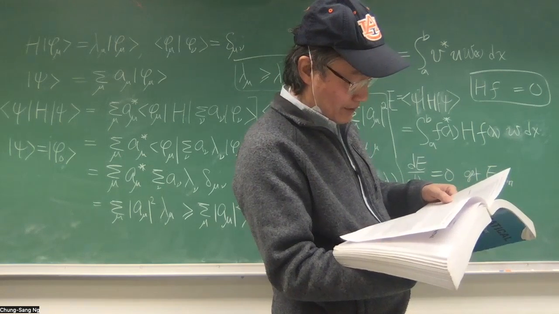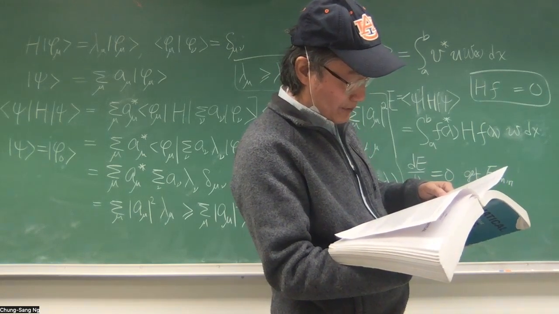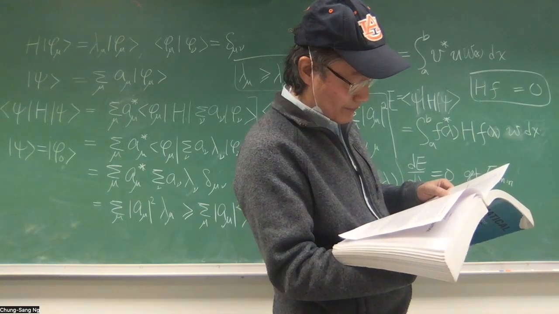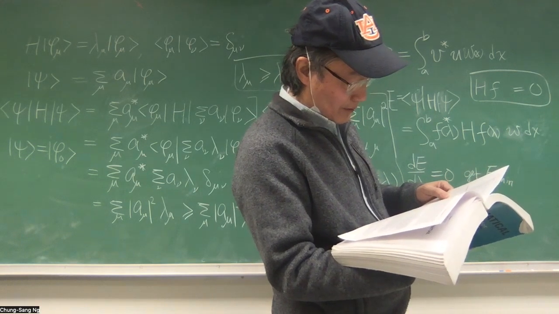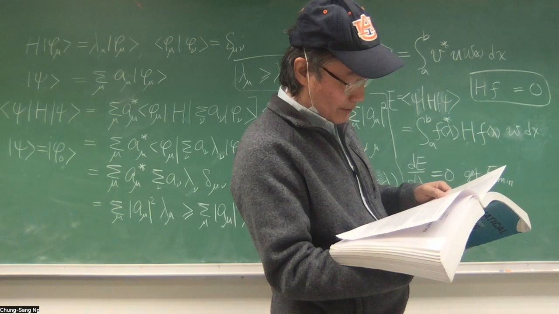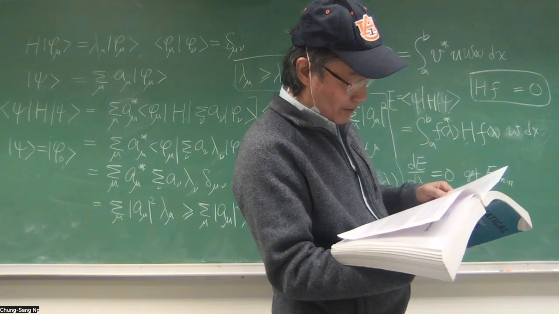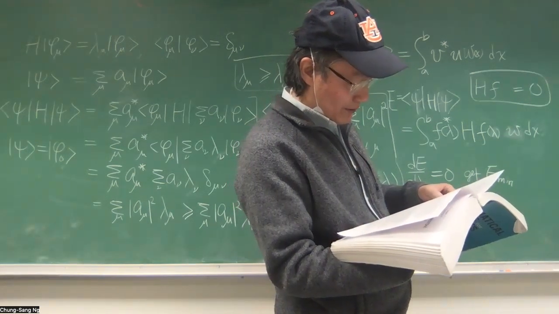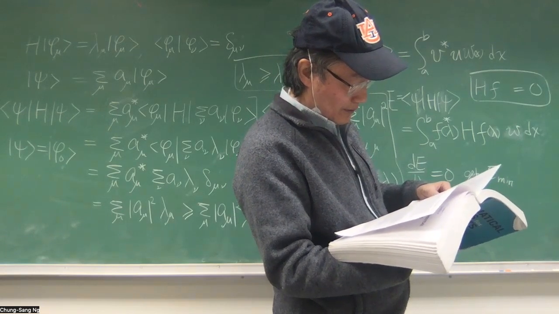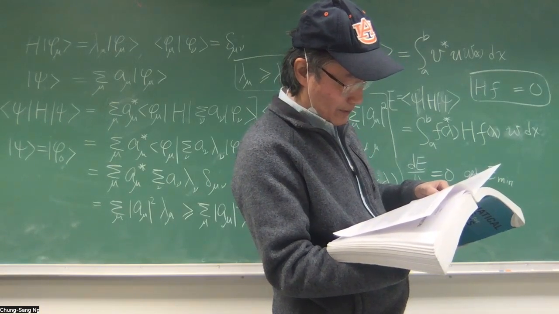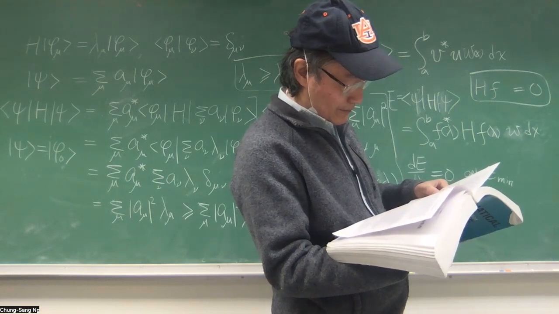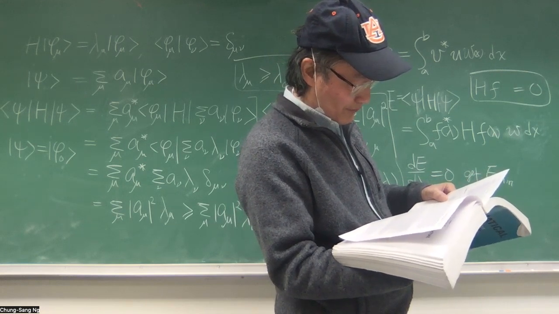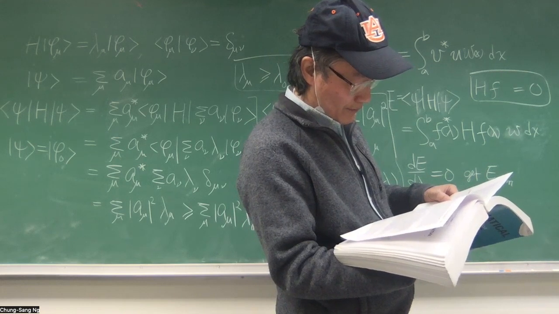Is H given in here? In this example, yes. H has two parts. H is T plus V. Okay, so T is... It doesn't say what the form of V is, whatever function.